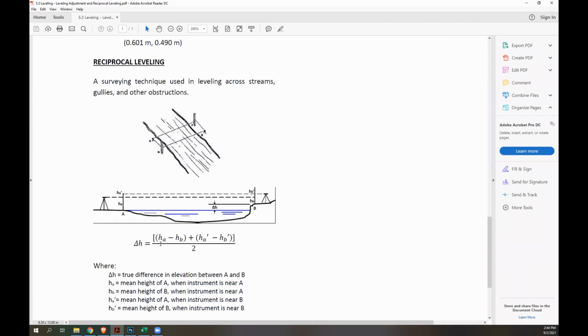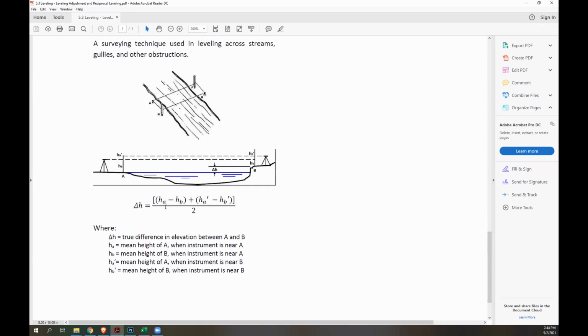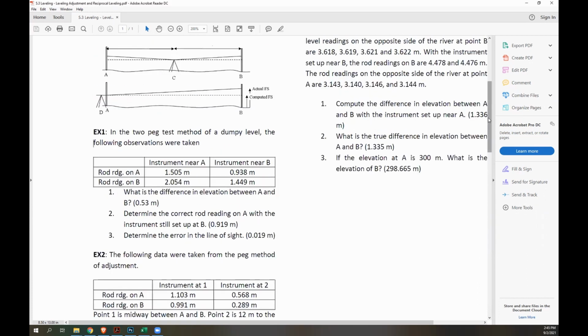And then this is the equation. The change in elevation between A and B is HA minus HB plus HA prime minus HB prime, over 2. HA is the mean height of A, because sometimes you're doing a lot of trials, so you're not just taking one reading, you're just going to get the average. So mean height of A when the instrument is near A, at this position. HB is just the reading here. HA prime is when you have your instrument here, reading at A. HB prime is reading at B. Okay, so that's it. To understand that, let's have an example.